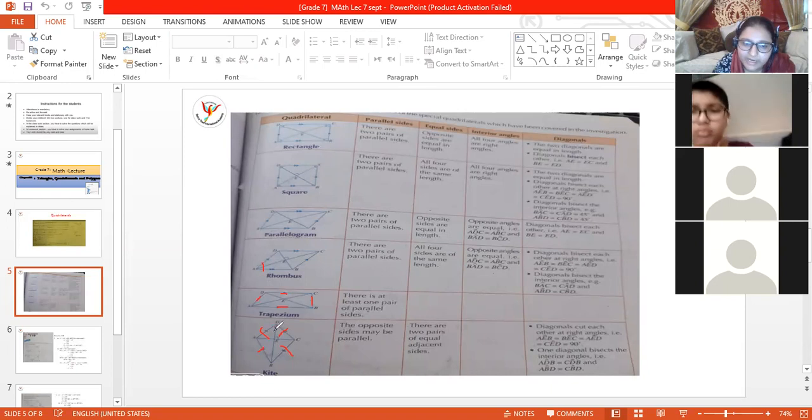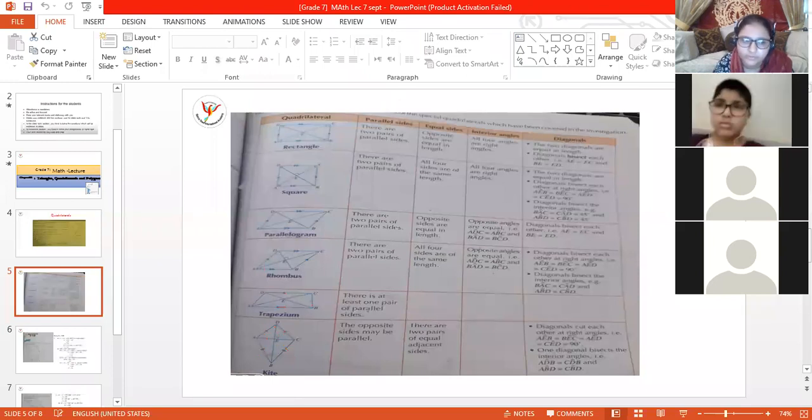Again, the diagonals intersect each other at right angles, and one diagonal bisects the interior angle. See, one diagonal is bisecting the interior angle of the kite, which is ADB or CDB. When we solve the questions regarding the kite, we will be clear about its properties.